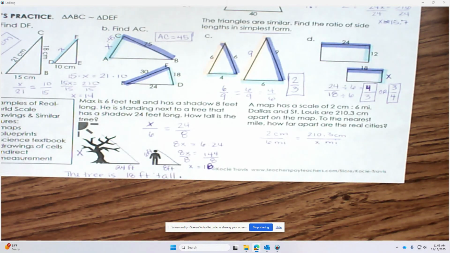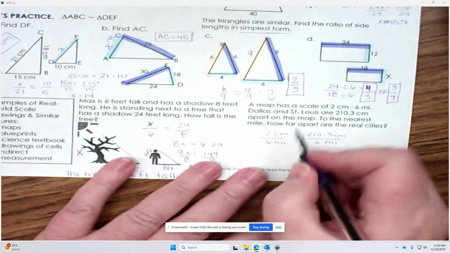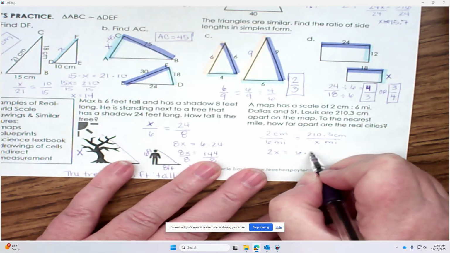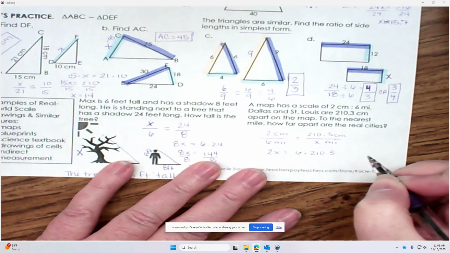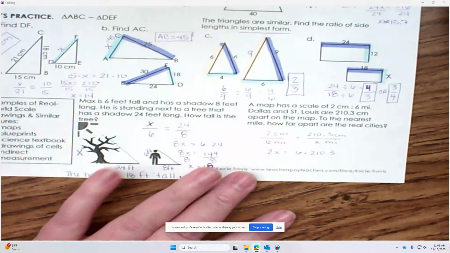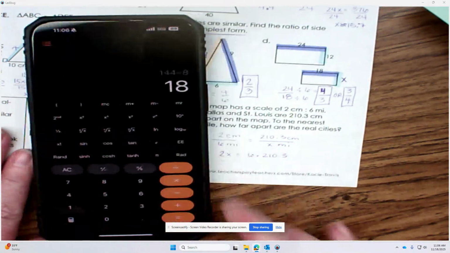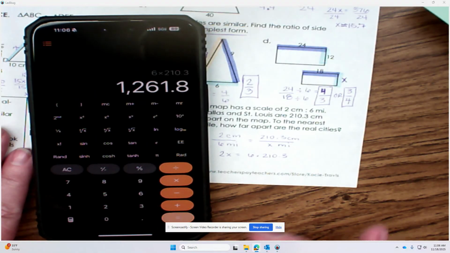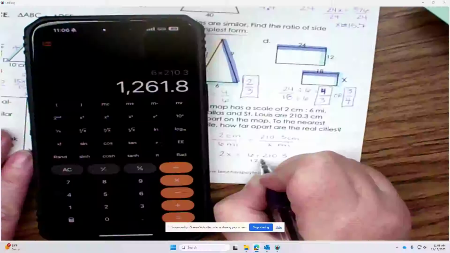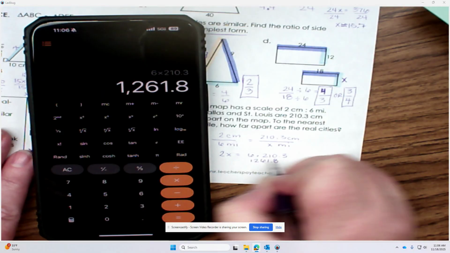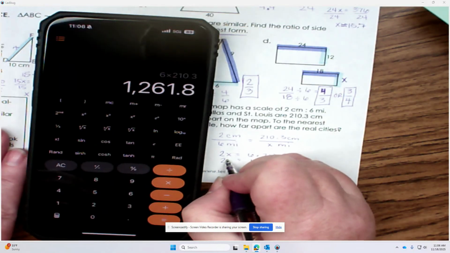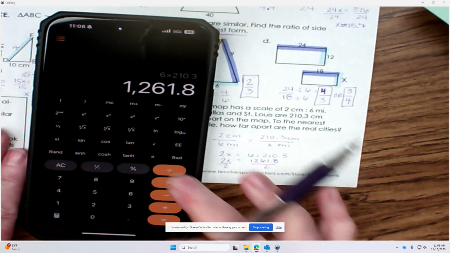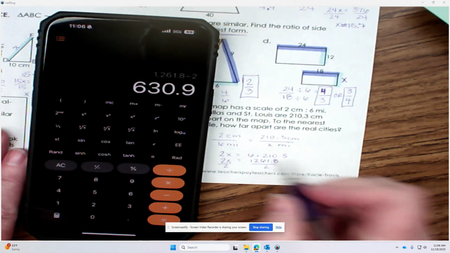Hey, look, now I've got a ratio. I'm going to solve it the same way. 2 times x is 2x. 6 times 210.3. I don't know what that is. Let's check. I could do it mental math, but we're running out of time. So let's do 6 times 210.3 equals, oh, good Lord, that's 1,261.8 is equal to 2x. I'm going to divide both sides by 2. I've still got that number on my calculator, so I can just do divided by 2 equals.